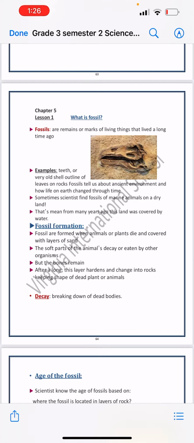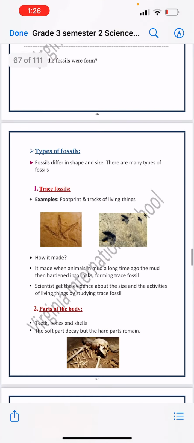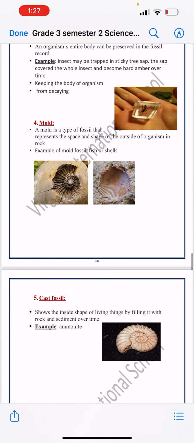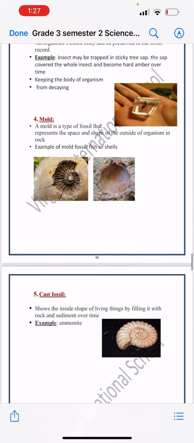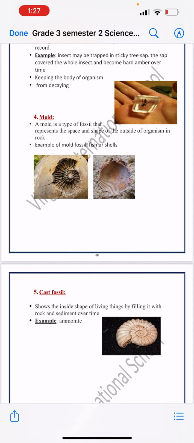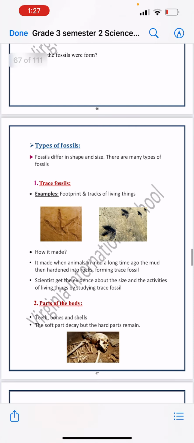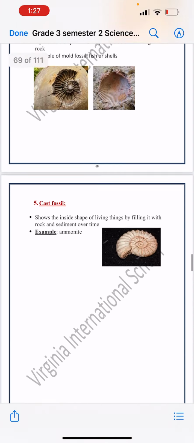The last time we studied what a fossil is, and we know that fossils are the remains of living things that lived long ago. And we have 5 main types of fossils: trace fossil, part of the body, preserved body parts, mold, and cast fossil. We have to know how each one looks, and that there are 5 types of fossils.